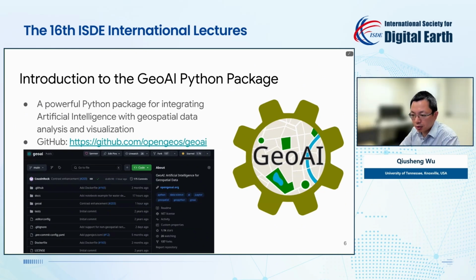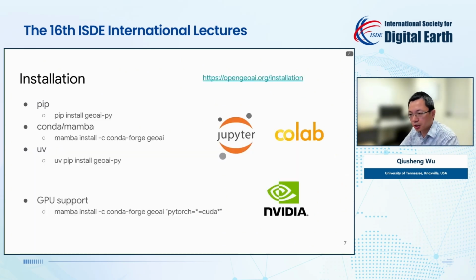It's still pretty new. I started working on this one, I think, just a month or two ago, and it has already gained a lot of traction. So again, it's open source. I will welcome your contribution. I'm not an expert in AI, but I'm just starting to work on that, and so trying to make it easier for people to use AI with geospatial data. And so it's a Python package. You can install it using the traditional pip or conda or UV. And it also supports GPU, so if you have GPU access.